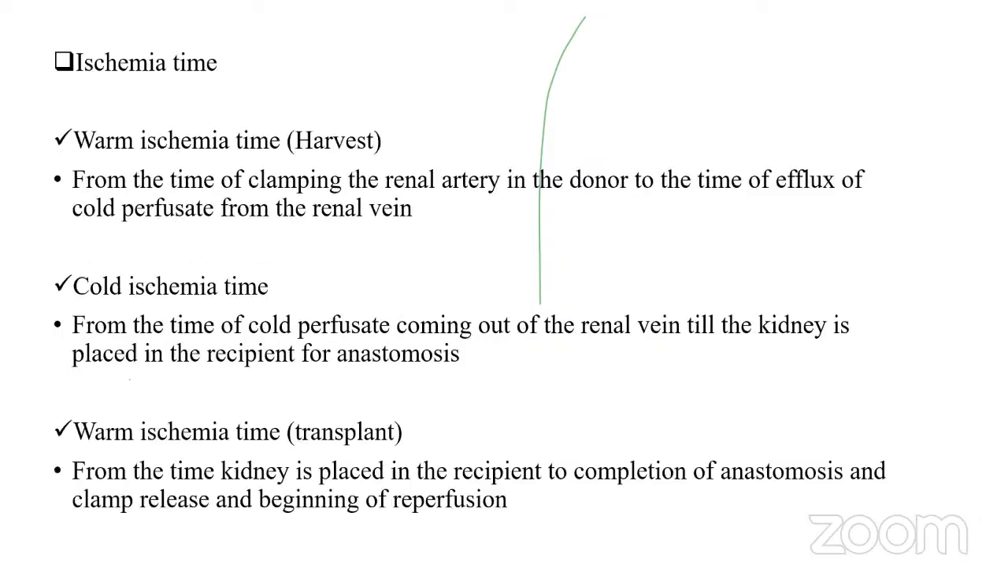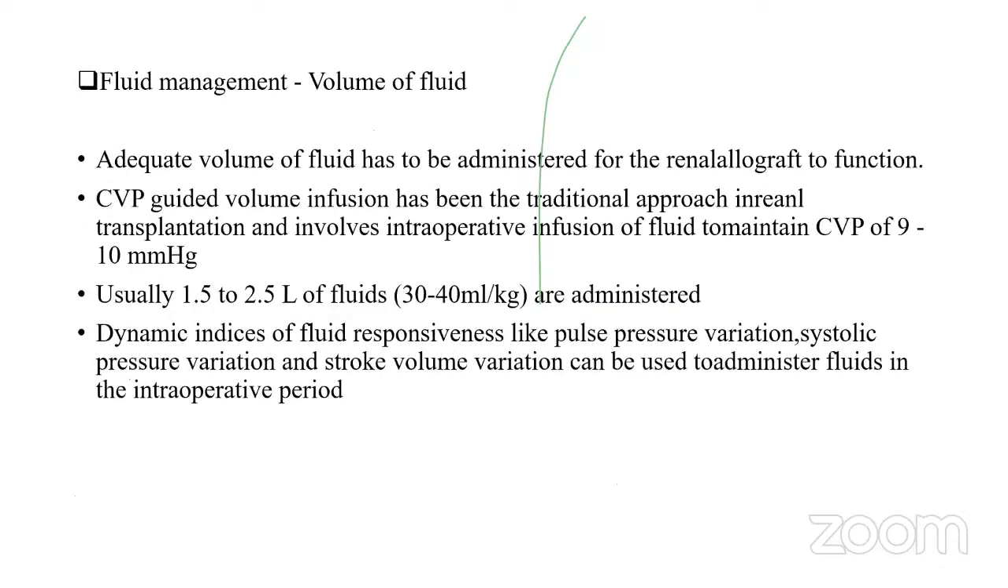Ischemia time. There are 3 ischemia times: warm ischemia time in harvest, cold ischemia time, and warm ischemia time in transplant. Warm ischemia time in harvest is from the time of clamping the renal artery in the donor to the time of efflux of the cold perfusate from the renal vein. Cold ischemia time is from the time of cold perfusate coming out of the renal vein till the kidney is placed in the recipient for anastomosis. Warm ischemia time in transplant is from the time the kidney is placed in the recipient to completion of anastomosis, clamp release, and beginning of reperfusion.